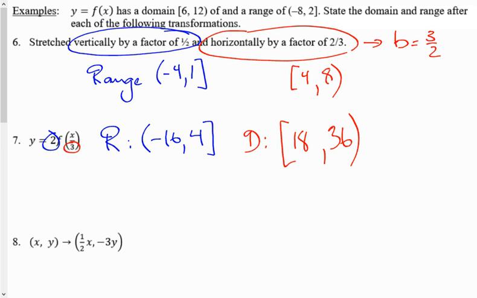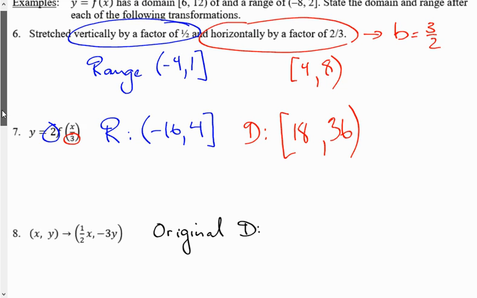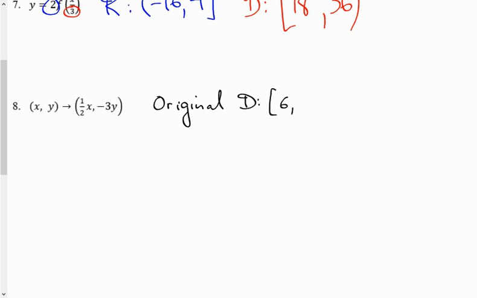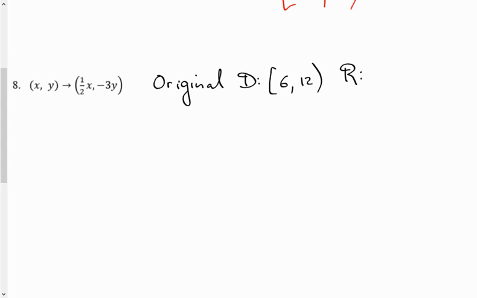Mapping. So my original domain, I'll rewrite here just so I can see it, was 6 to 12. And my range, negative 8 to 2.